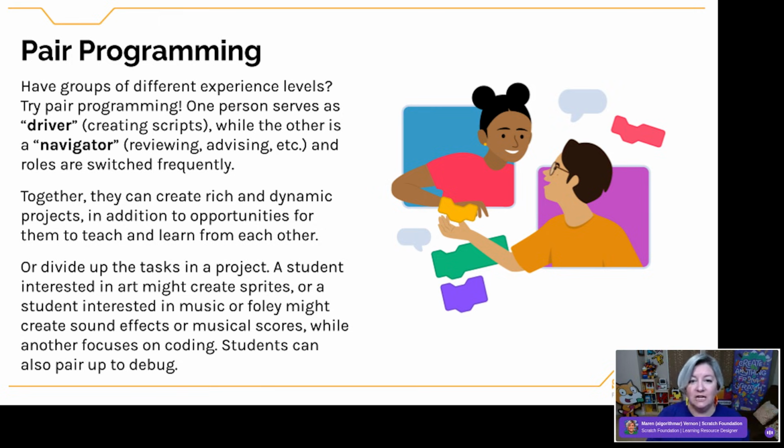The pairs could divide up the tasks in a project. A student interested in art might create sprites, or a student interested in music or Foley might create sounds or musical scores, while another focuses on coding. Or students could pair up at specific moments to debug or add additional elements together.